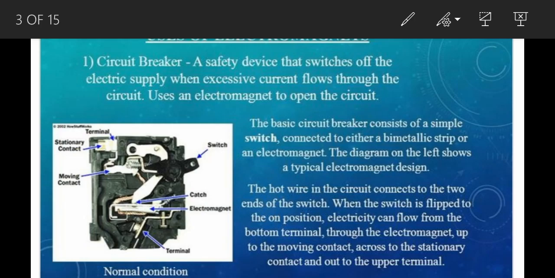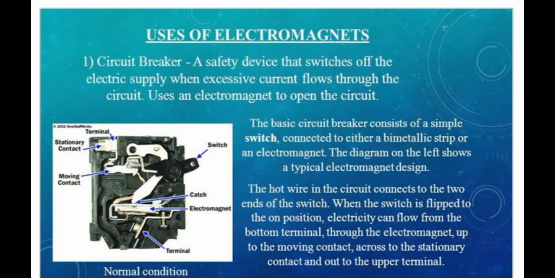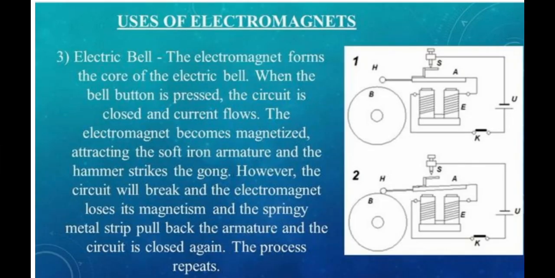If the current is too high, the button will automatically get tripped because of overflow, and the current will stop flowing into the circuit. The second use is the electric bell.